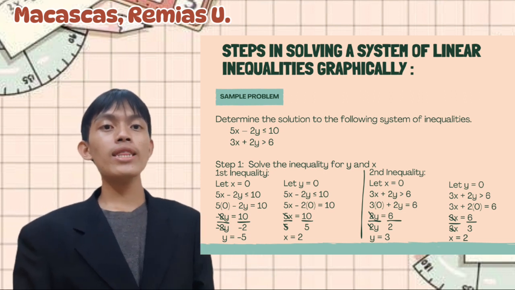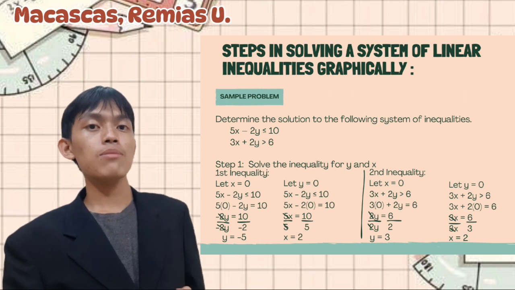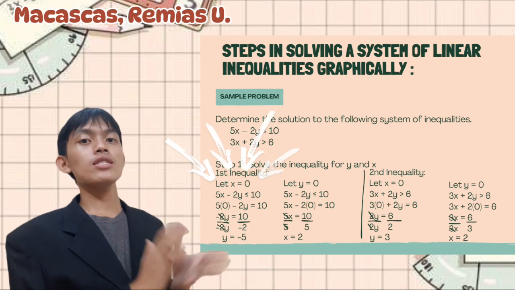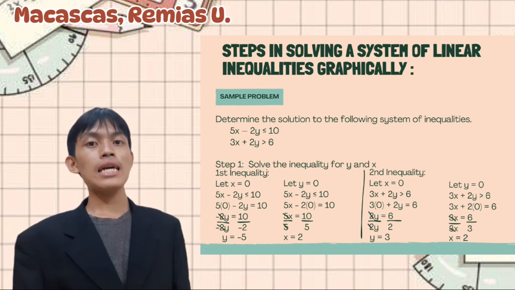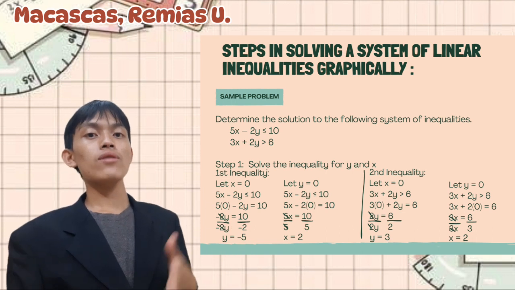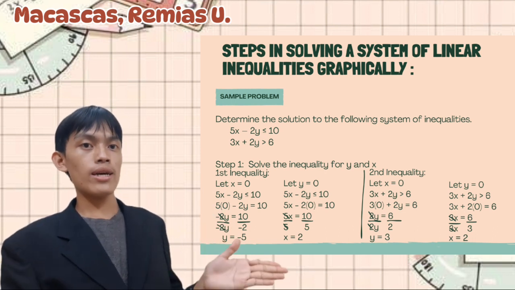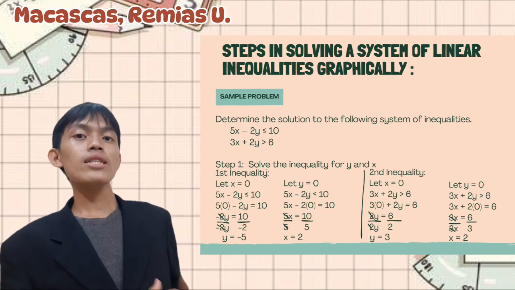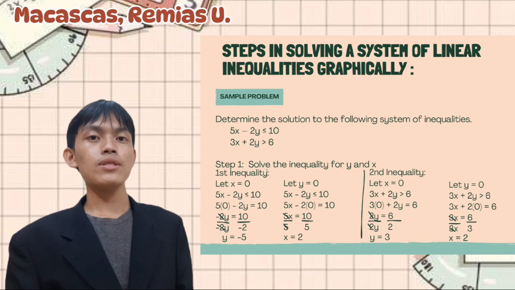First, let's find the y-intercept by letting x become 0. So 5 times 0 is equal to 0, and because it's 0, it will be deleted immediately. Then we divide the negative 2y and 10 by negative 2 to get rid of the negative 2 beside the y. Then 10 divided by negative 2 is equal to negative 5. So negative 5 is our y-intercept.